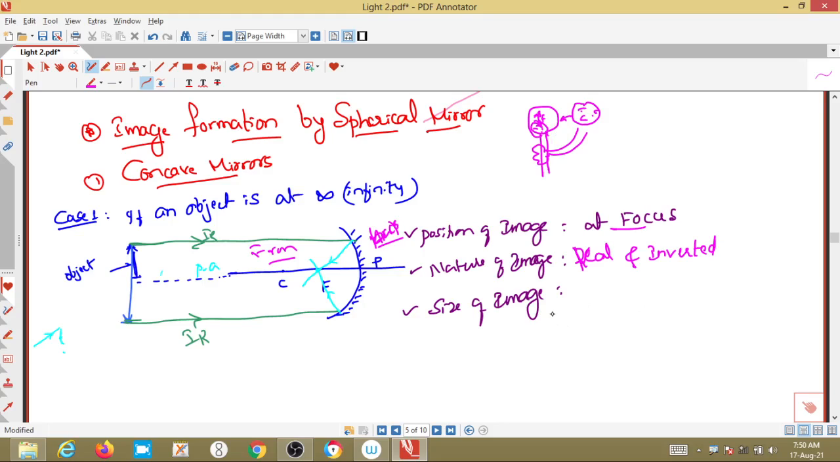Then what is the size? Size has got reduced. So this much big is the object here, then it is reduced. How much is it reduced? It is highly diminished. We can say it is point sized.